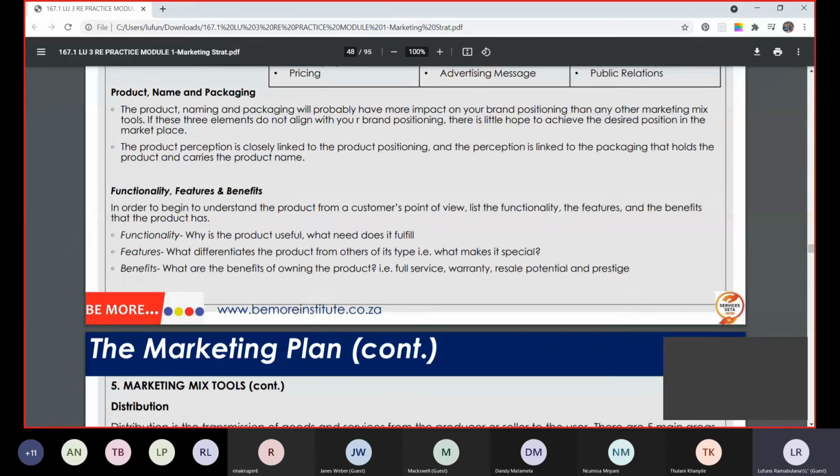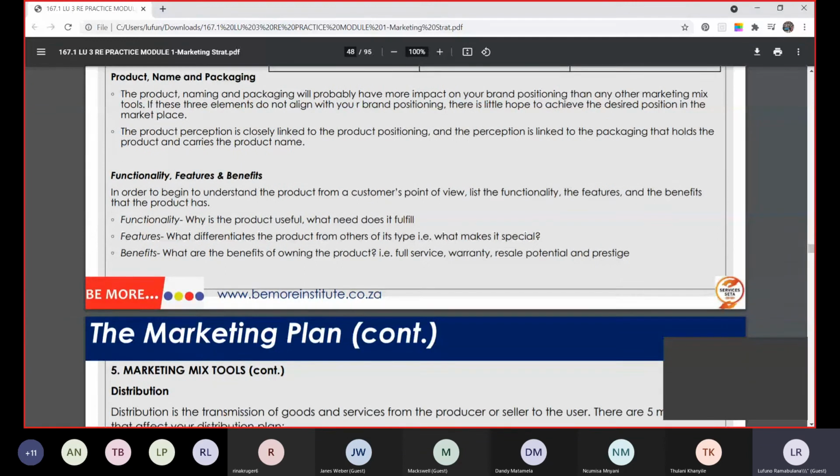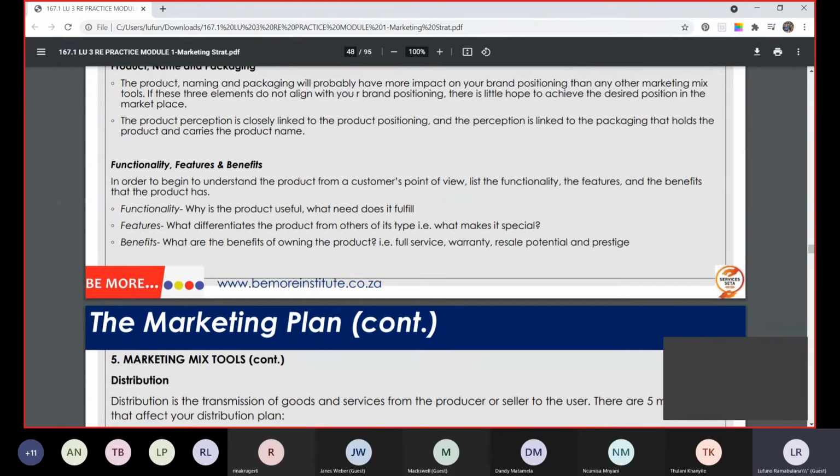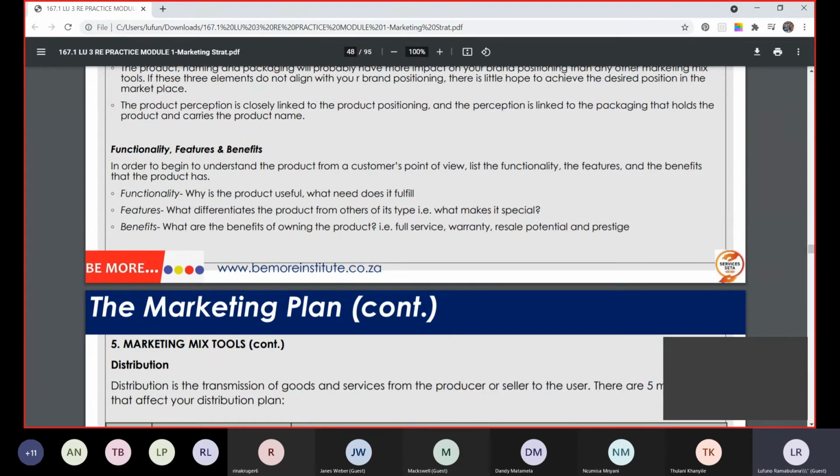Functionality, features, and benefits. In order to begin to understand the product from a customer's point of view, list the functionality, the features, and the benefits that the product has. Functionality, I mean, we've seen some of the things that they have, in the example that we just used. Functionality: why is the product useful?